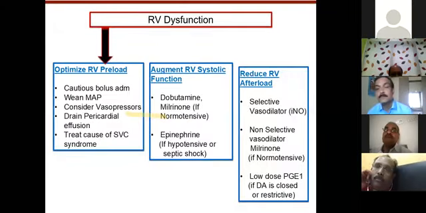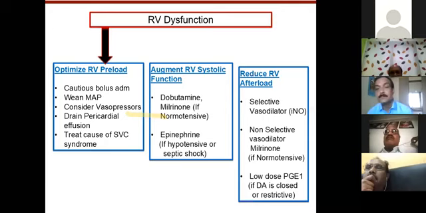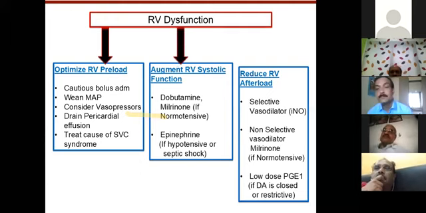Now, coming to the most important factor: RV dysfunction is one of the most important things with severe pulmonary hypertension. How can we optimize the RV preload? Be very careful, using judicious boluses. Be cautious using epinephrine; we are moving away from dopamine mainly because it has an alpha effect, and epinephrine also has an effect on cardiac contractility. So epinephrine is a good choice, or norepinephrine is a good choice.